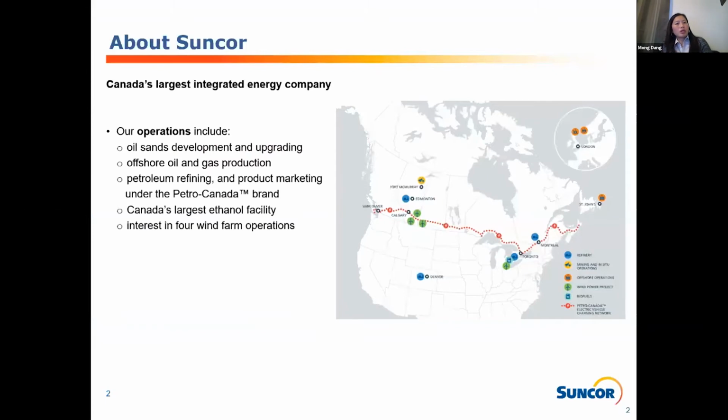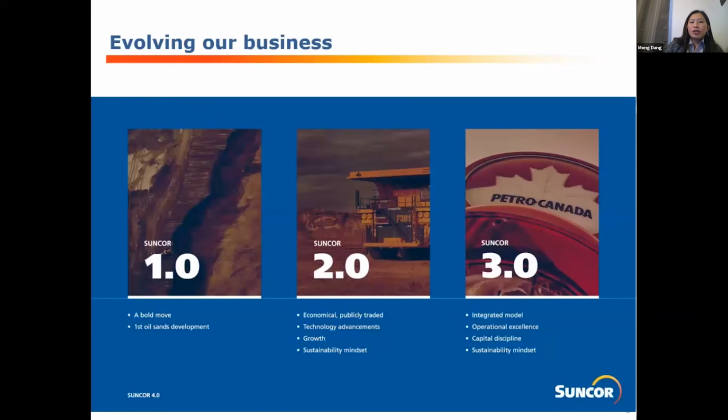So a little bit about Suncor. Suncor is Canada's largest integrated energy company. Our operations are focused on oil sands extraction, upgrading, onshore and offshore oil and gas production, petroleum refining, and product marketing under the Petro-Canada brand, as well as renewable energy development. We have interest in 4 wind farms across Canada, and we also operate Canada's largest ethanol facility. To understand where we're going in technology and where we're at, let's first look at where we've come from.